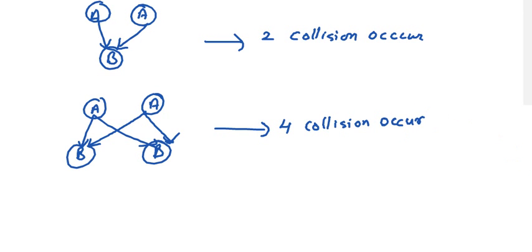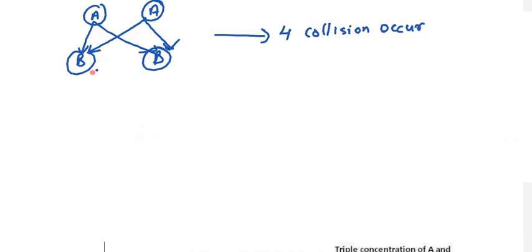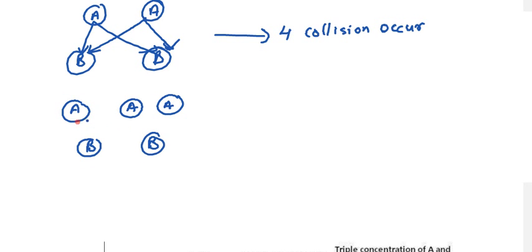Next, if you increase one more, the A concentration increases further while B stays the same. Here this one is allowed one collision with each B, and the same for the others. So here the number of collisions becomes 6.